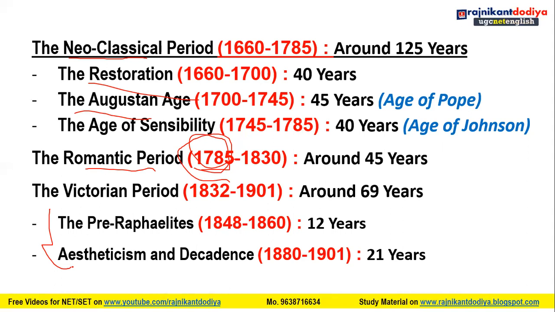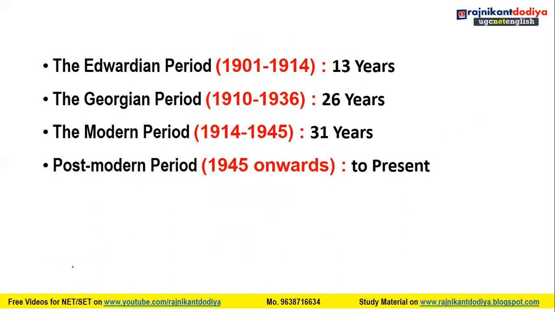Then when we talk about the writers of this period, Browning is there, the Rossetti brothers, the Rossettis. Then Arnold is there, Tennyson, Hopkins were the great figures of this period. Then Edwardian period, Georgian period, modern period, and post-modern period.